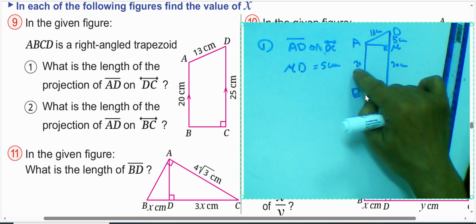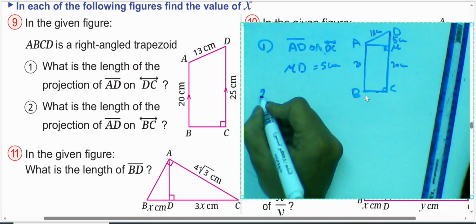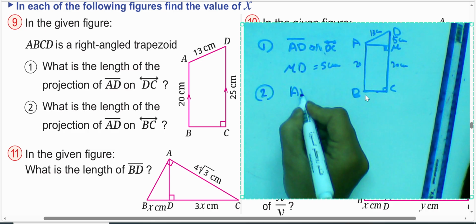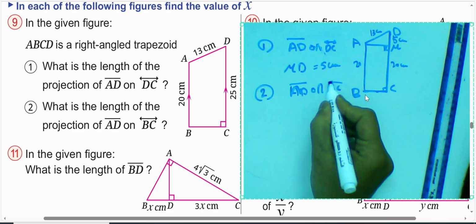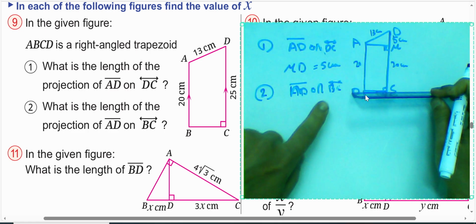This 20 equals 20 because we have this rectangle. Two opposite sides are equal in length. This is question number 1. Question number 2, we want to find the length of the projection of ED on BC. Okay, put your ruler at BC here, at the straight line BC.